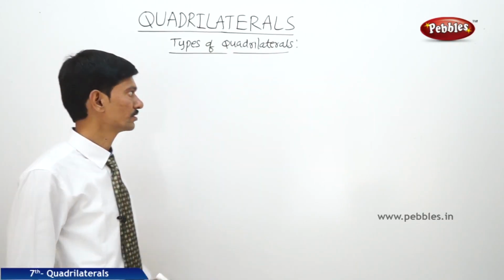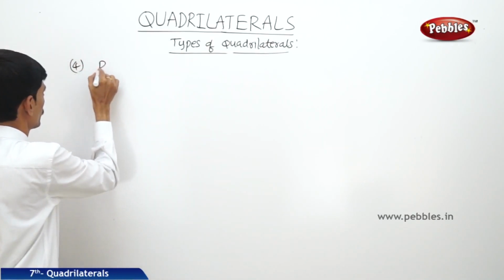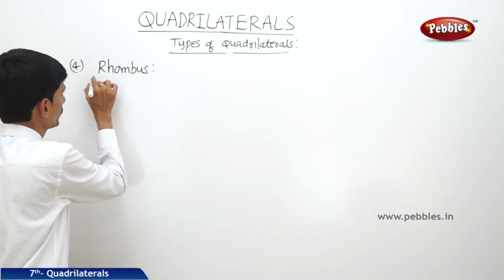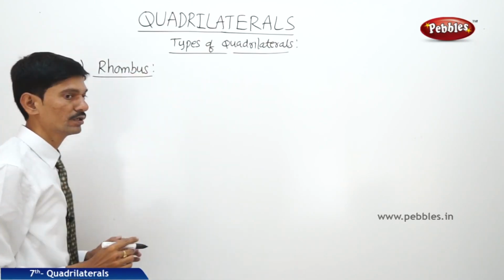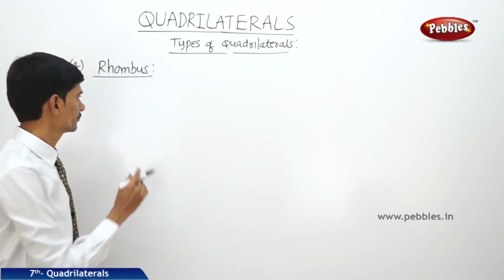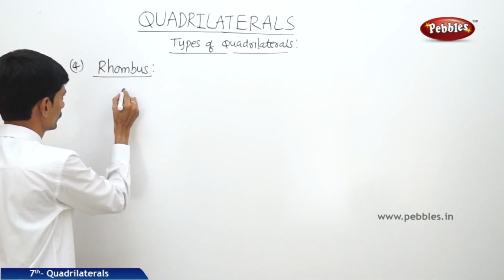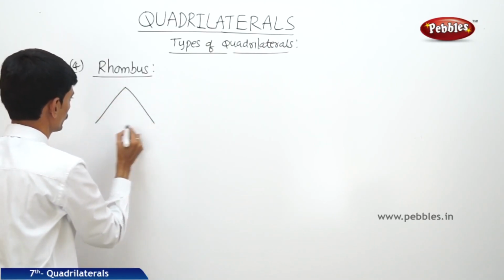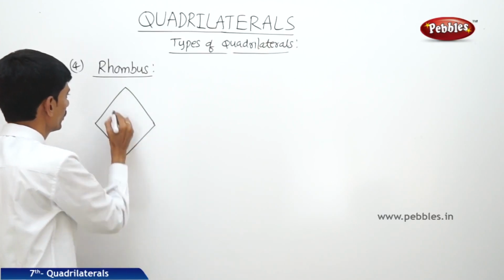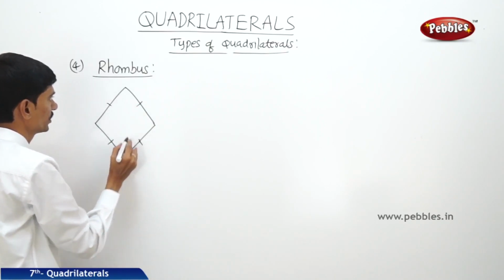Now the next one is rhombus. Now if you take the parallelogram with all sides equal, such parallelogram is called a rhombus. Now for example, this is a parallelogram in which all the four sides are equal. So such parallelogram is called a rhombus.